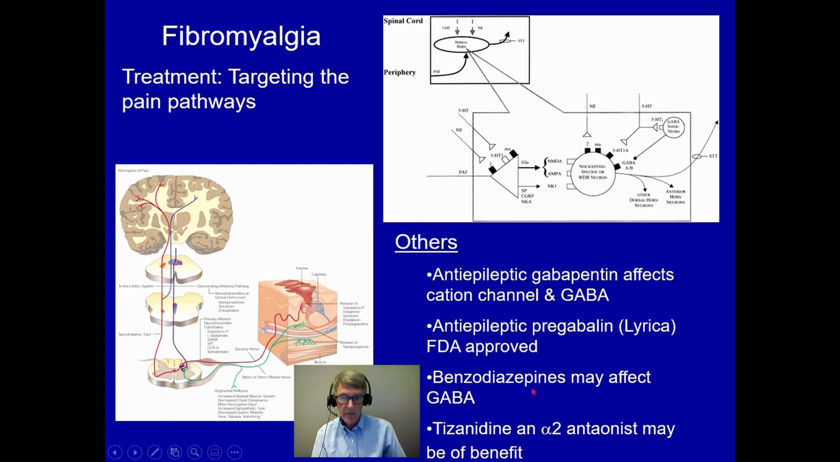Benzodiazepines may affect GABA, but again, we're shying away from the use of those currently. And then tizanidine, which is marketed as a muscle relaxant, is an alpha-2 antagonist, and it may be a benefit. NMDA antagonists have been used. Ketamine is one of these, and this is a general anesthetic. It can be associated with a lot of psychic disturbances.